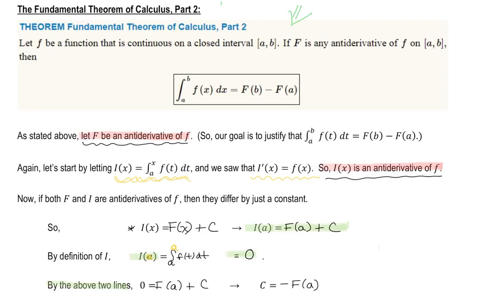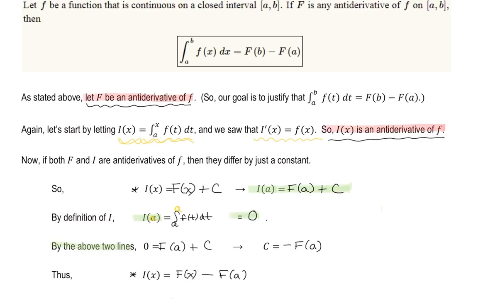So what we have just shown is that capital I of X, which by the definition we started with up here is this, is equal, by the last line of our work above, to capital F of X minus capital F of A.